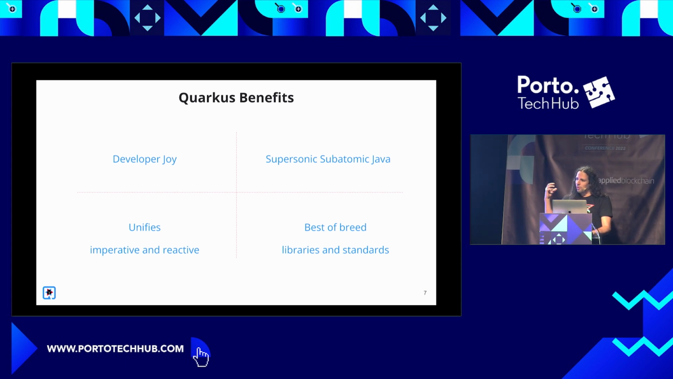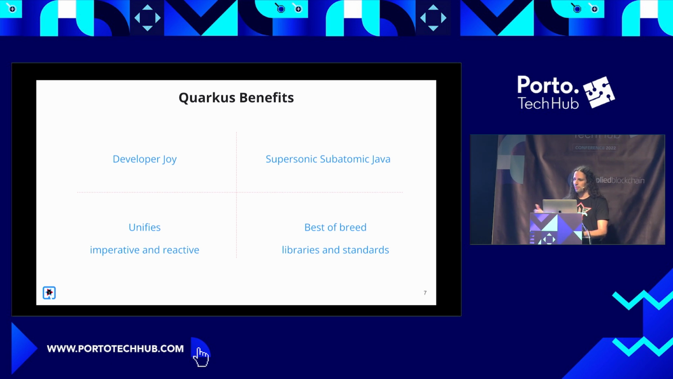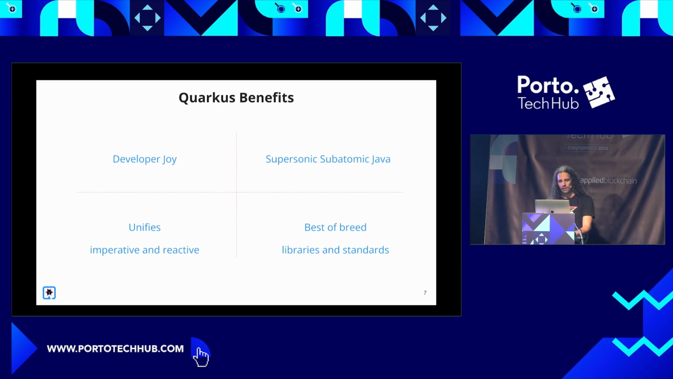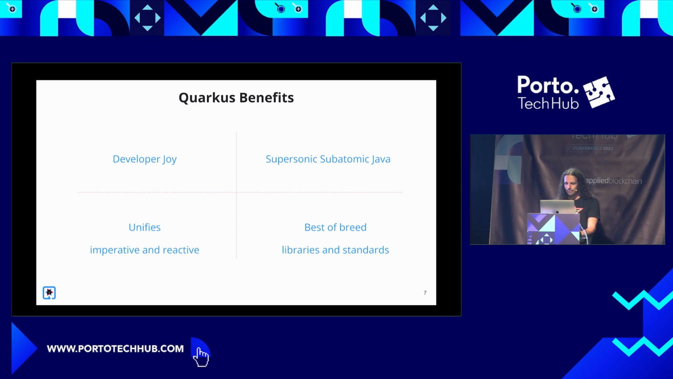We also wanted to unify reactive and imperative programming. We know that reactive programming is something that people are looking at a lot, and they're building more and more reactive applications. We know it's really hard to build a reactive application, so we also wanted to give a very simple API to use that. And we wanted to give a bunch of libraries that you already know, and I'll show a couple of them in a sec.